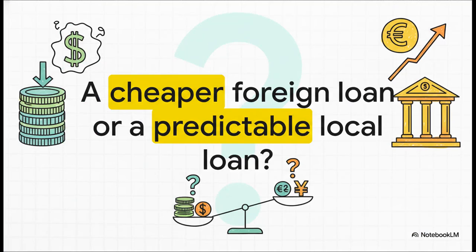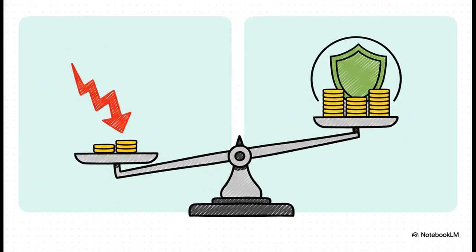And really, that entire puzzle boils down to this one single massive question. Do you take that foreign loan, the one that often has a much lower interest rate, but it comes with this huge, unpredictable risk of currency fluctuations? Or do you just play it safe with a local loan that's going to be more expensive, but at least you know exactly what you're getting into? Let's just break down that trade-off.